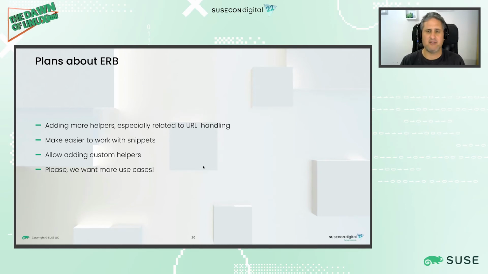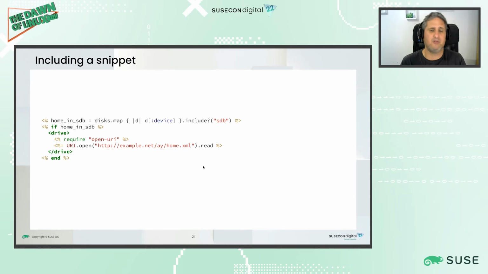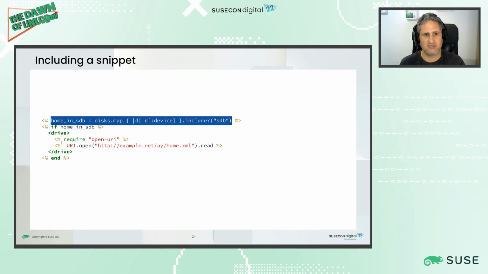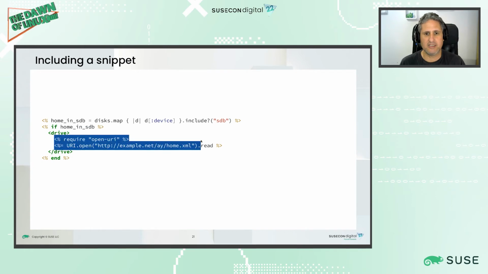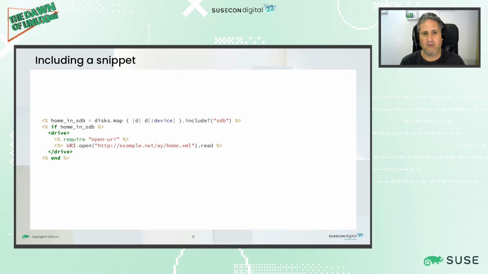About working with the snippets and URL handling, I have prepared a small example to show you how we are not there yet. In this case, I'm just searching for the SDB disk. Okay, it's not a problem. And I'm going to include this XML file, like rules. It's pretty much the same. The problem is that I usually prefer having all my profiles and my partial profiles in the same place. So if I move my profiles to a different server, I might need to adapt the URL of all of them, which is far from ideal.